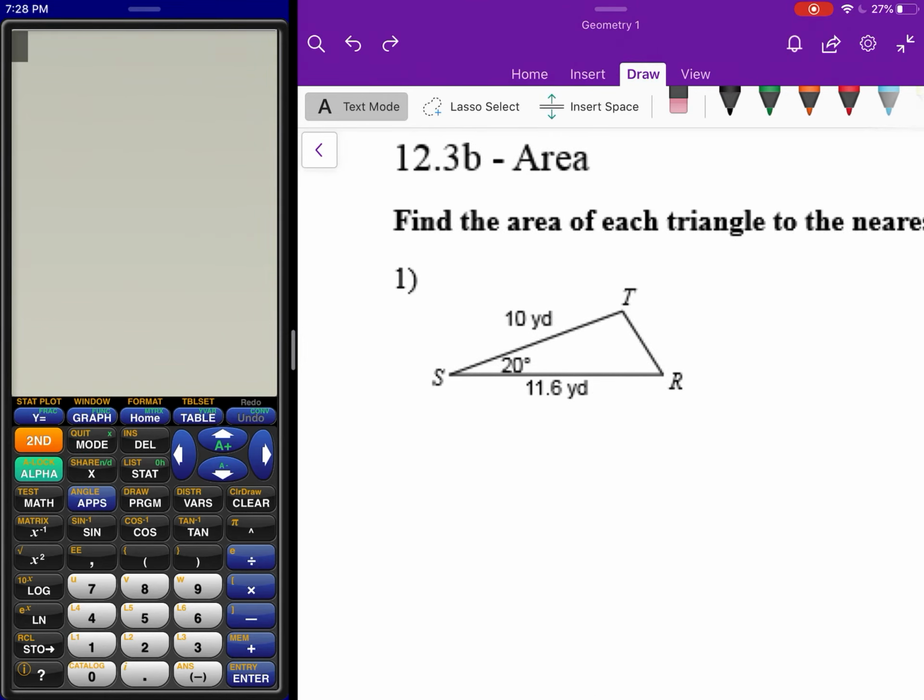Number one here, we're supposed to find the area of each triangle to the nearest tenth. So we know that the area of a triangle is 1/2 base times height. So we go to plug things in. Area equals 1/2 the base. Looks like that's going to be 11.6 times the height, but we don't have the corresponding height to that base. So this would be the height right here.